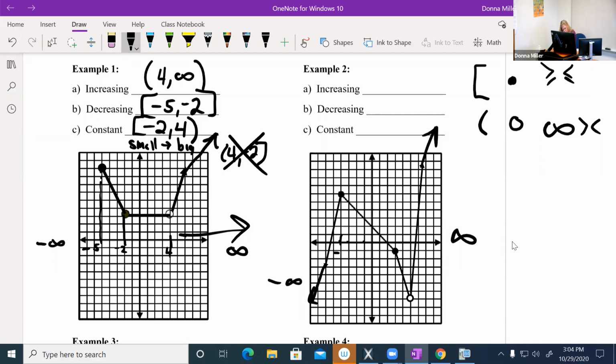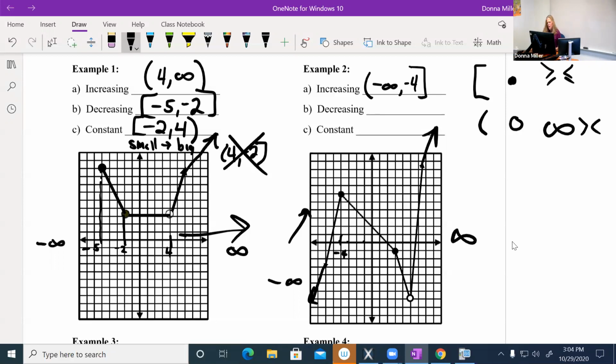Yeah, all right, -4. So is it increasing, decreasing, or constant? It's increasing because it's going up. You're walking up the hill from left to right. So it's increasing from negative infinity to -4. Round bracket here. On -4, I'm going to go ahead and put a square bracket just because of the closed dot, although there's some argument.